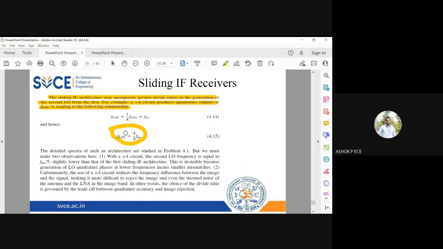So if you use divide by 4, the frequency relationship was shown here. The second yellow frequency is going to be Fin by 5, so slightly lower than the first sliding IF architecture. So it is going to do some good for me at least.